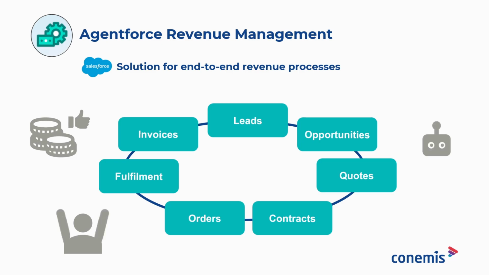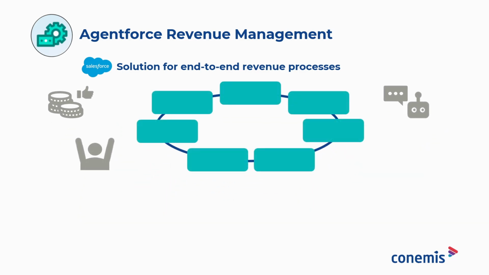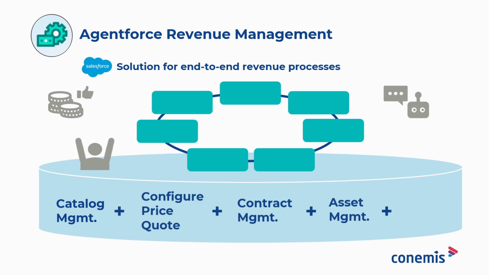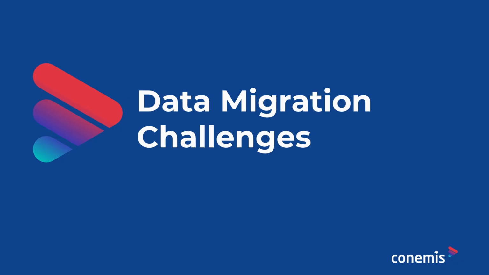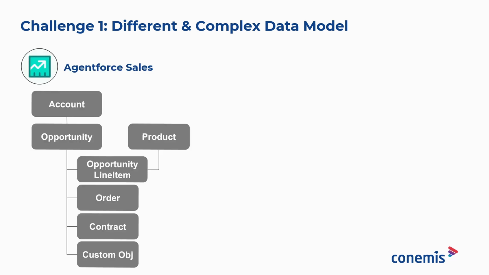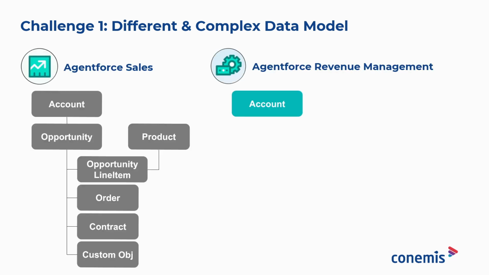Additionally, AI agents can take over part of the quoting and contract tasks, allowing team members to focus on more productive and strategic work. The key functionalities of Agentforce Revenue Management are Product Catalog Management, CPQ, Contract Management, Asset Management, and Billing. So, what kinds of data-related challenges can you expect when implementing Agentforce Revenue Management? Let's look at a typical scenario, migrating from Agentforce Sales to Agentforce Revenue Management.